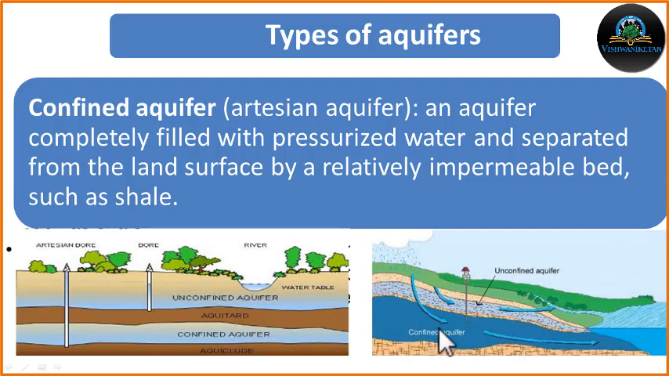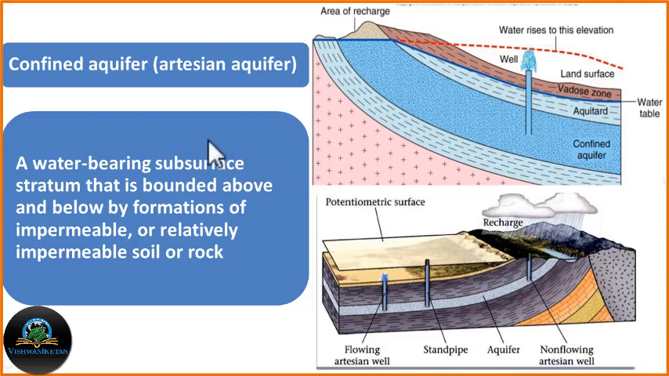This confined aquifer may get water from the river which is flowing next to it, because from above it is bounded by an impervious layer, and from below also an impervious layer. So this confined aquifer may get water from the river which is flowing next to this aquifer, or this aquifer may get water from the ground surface only.